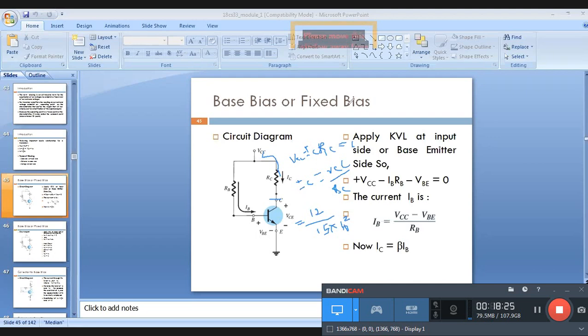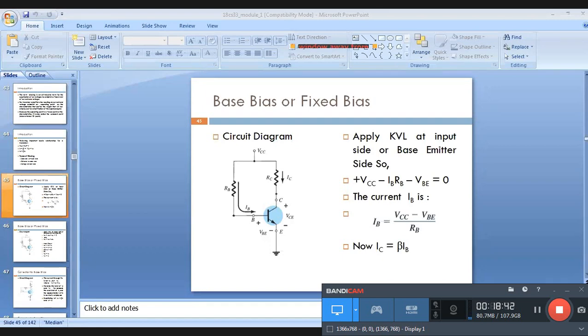Now we can see here. Next we'll go on. Any doubt in this problem? Any doubts? Yes, sir. Understood how to solve this? Any doubt?